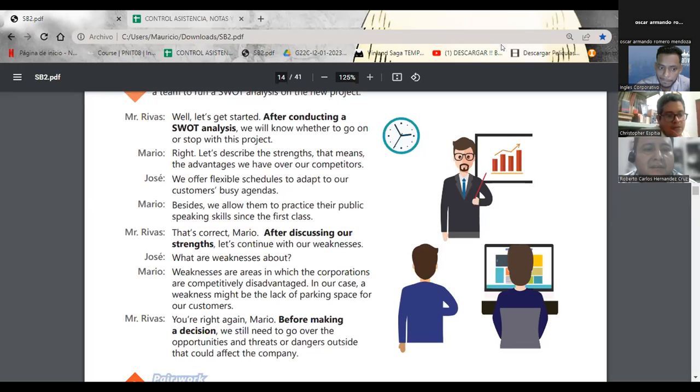What are weaknesses about? Weaknesses are areas in which the companies are competitively disadvantaged. In our case, weakness means the lack of parking space for our customers. You're right again, Mario. Before making a decision, we still need to go over the opportunities and threats or dangers outside that could affect the company.